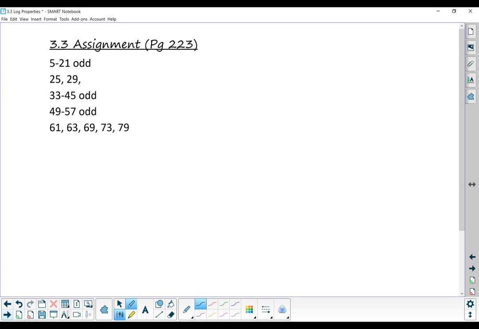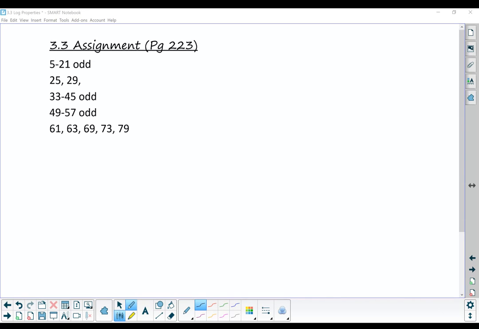Logs are really weird to work with at first, so if it takes your brain a few days to really get it, don't worry about it. You're going to get it. You are a great math student. But if it's challenging and weird for you to think about these, that's pretty normal, and you will definitely get the hang of it. So just keep working hard. Thanks so much.